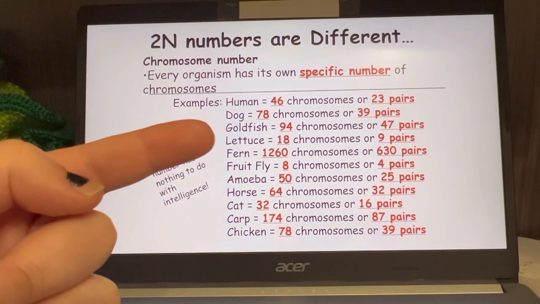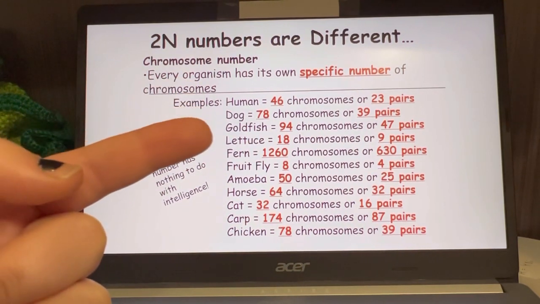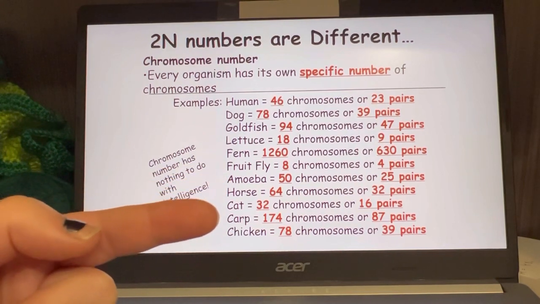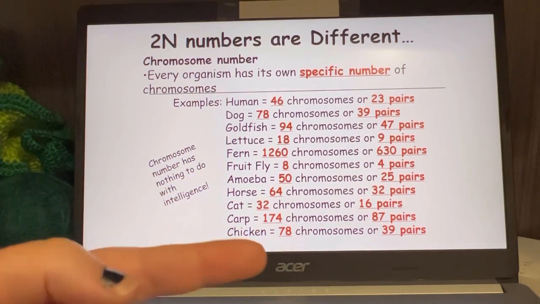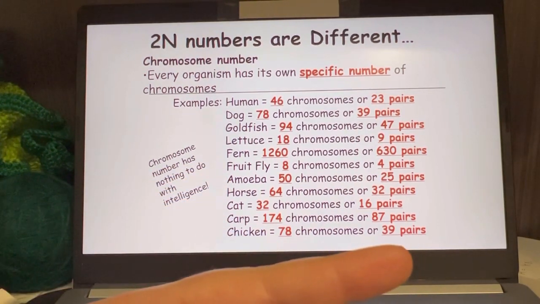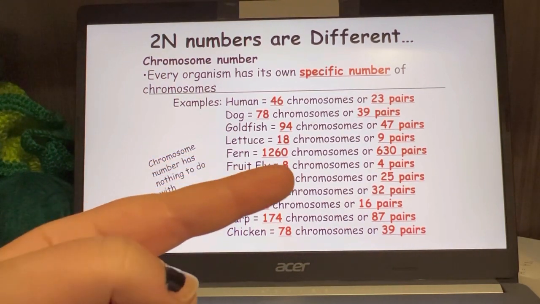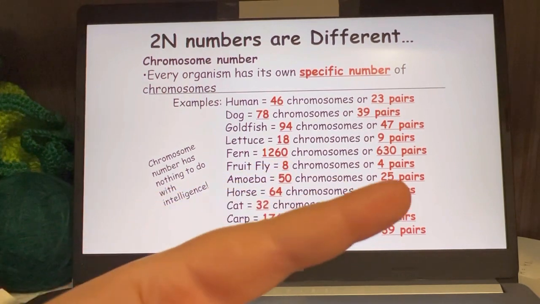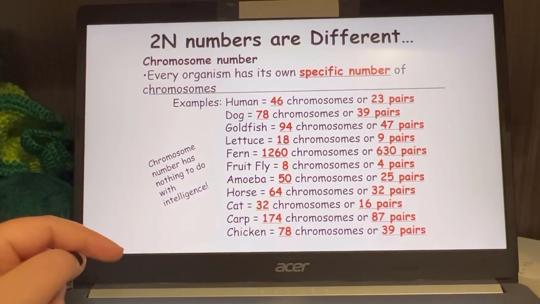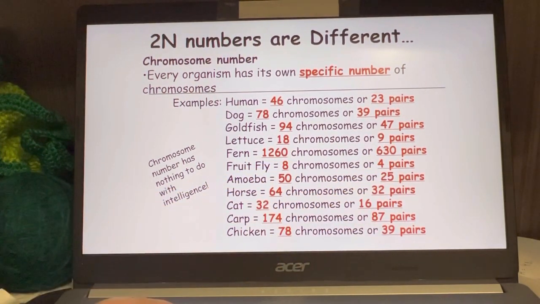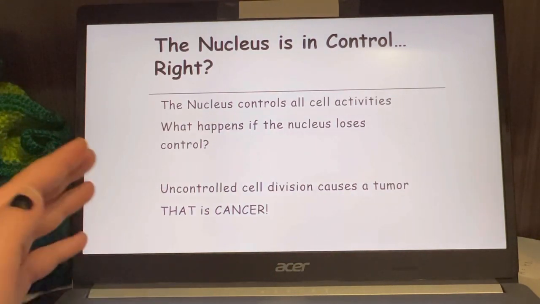Dogs, 48. Goldfish, 94. This whole list here is different organisms and how many chromosomes they have or how many chromosome pairs they have. The most is a fern. It has 1,260 chromosomes or 630 pairs. Now, that's a lot of genetic information. Okay?